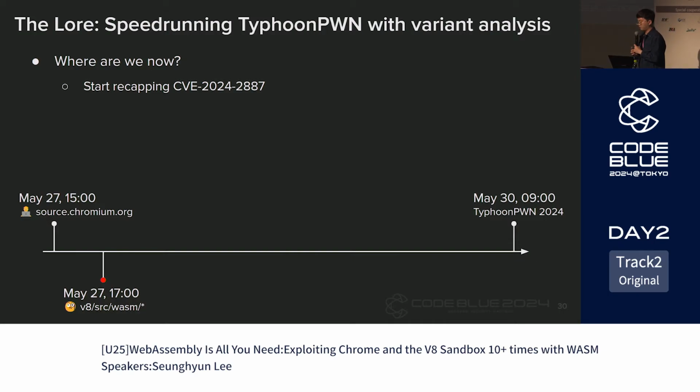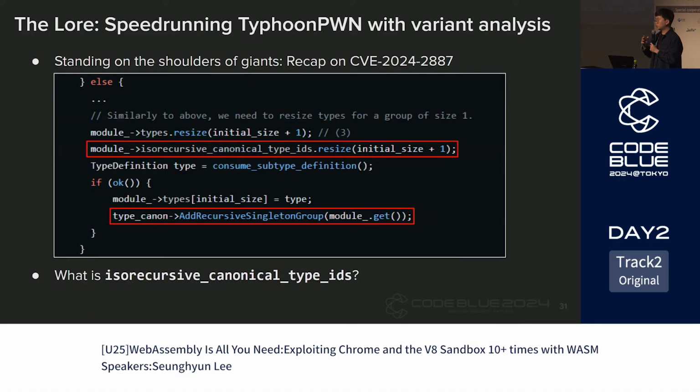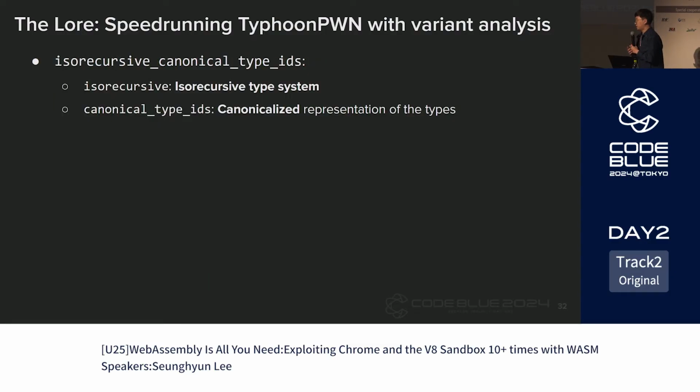To start with this, I first need to recap the previous bug by Manfred Paul. So we take a look at the exact place where the bug occurred. We see a field named isorecursive canonical type IDs, which is quite a long name, but there should be a reason for that long name, right? The isorecursive part indicates that we're using an isorecursive type system. The canonical type IDs means that this is some sort of canonicalized representation of the types.